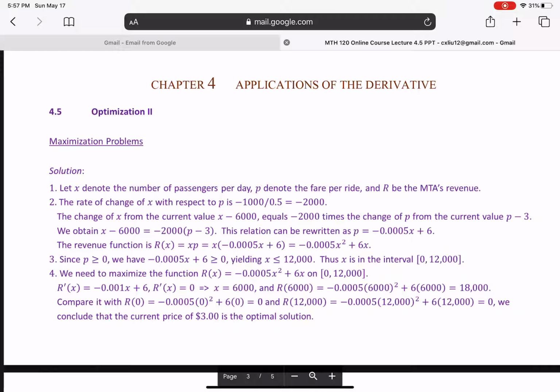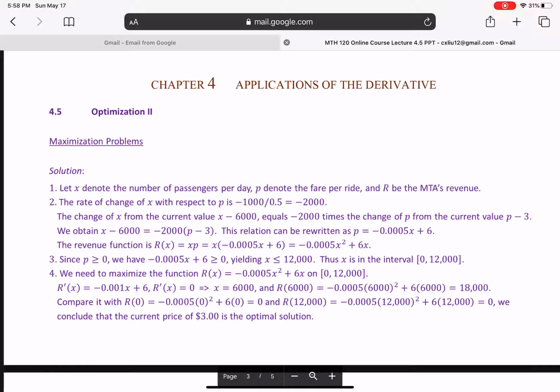So in step 4, we need to maximize the function, the revenue R equals negative 0.0005x squared plus 6x on the interval from 0 to 12,000. Take the derivative of the revenue function, we get negative 0.001x plus 6. Set it equal to 0, we solve for x equal to 6,000. And plug 6,000 into R, we get negative 0.0005 times 6,000 squared plus 6 times 6,000, and we get 18,000 for the revenue.